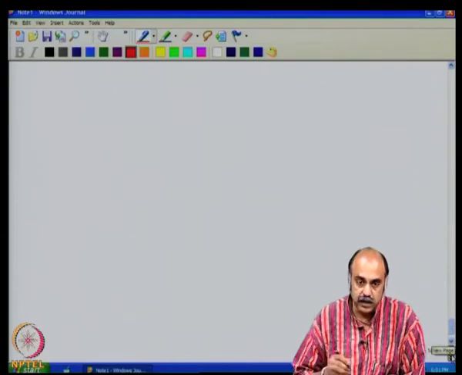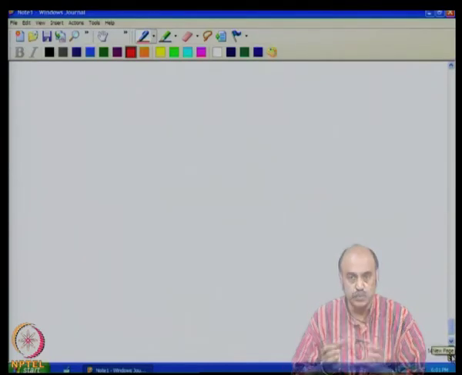Now, these printed inductors and capacitors can be used at the ends of the tracks to adjust the values of the wave impedances in order to avoid the reflection problems. Okay. This is one issue.